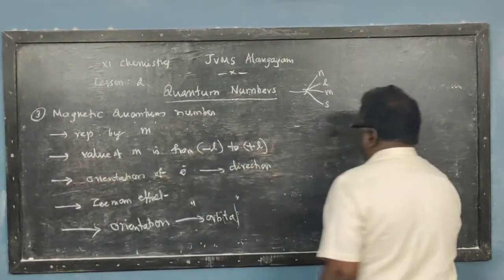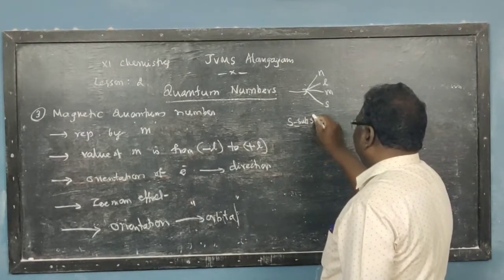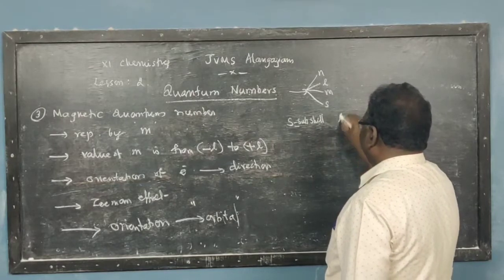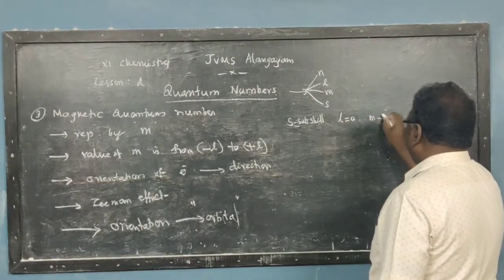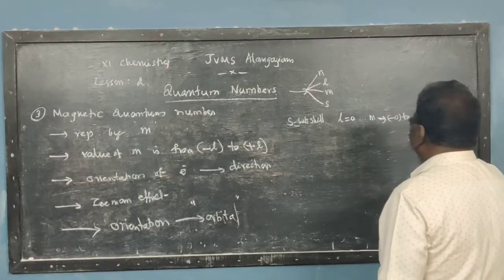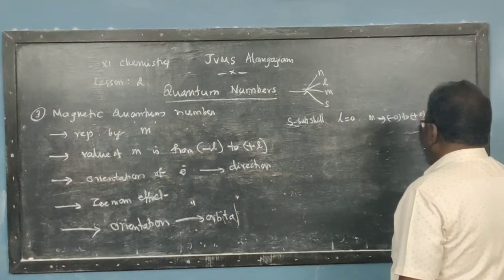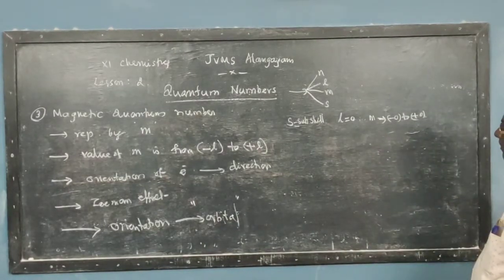For example, suppose we take the s subshell, right? What is the value of L? L is 0. Therefore, M will have a value from minus 0 to plus 0. Therefore, there is only one orientation for this, right?